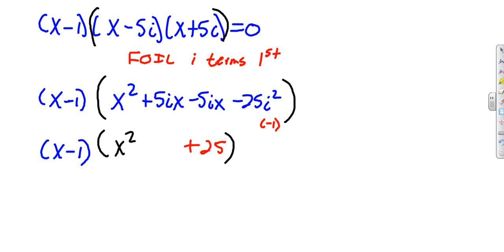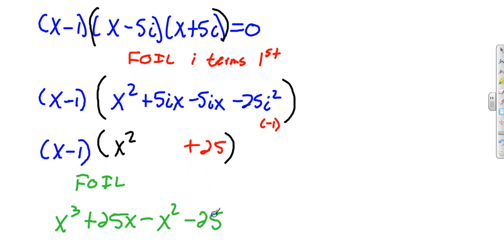Okay, and then we're going to do the FOIL method one more time here. So x times x is x to the third. x times 25 is 25x. Negative 1 times x squared is negative x squared. And then negative 1 times 25 is a negative 25.